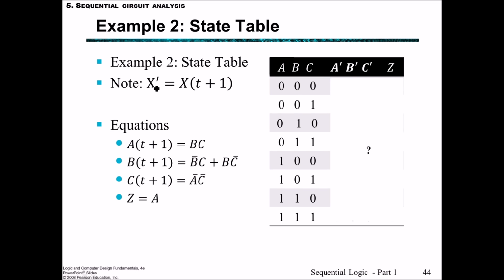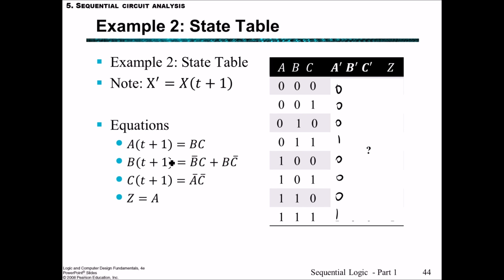We have to note that these A-, B-, C- do not mean negative of, they mean at time t+1. So you can read A- as A at time t+1. Now we have the equations from the previous slide. A at time t+1 is equal to 1 when B and C are both 1. B is 1 here, C is 1 here. So we have A- being 1 here and here, and then 0 everywhere else.